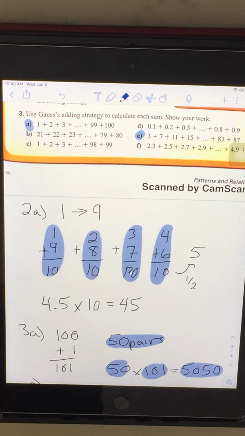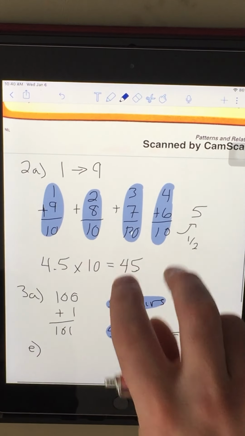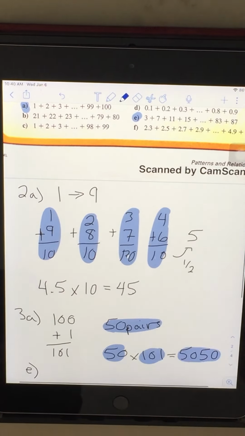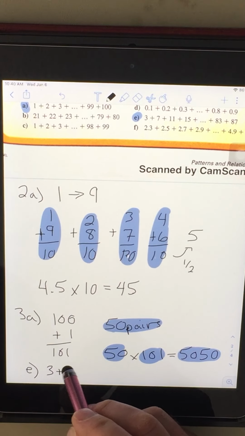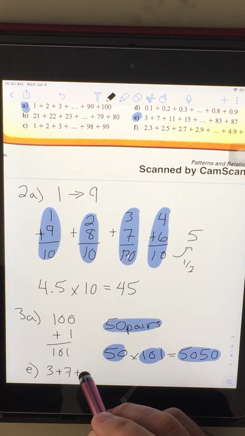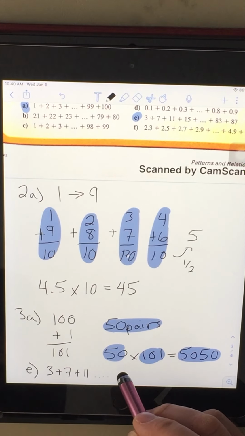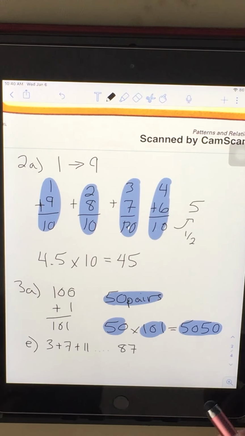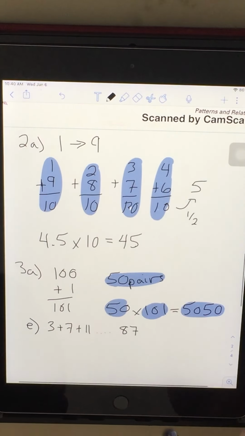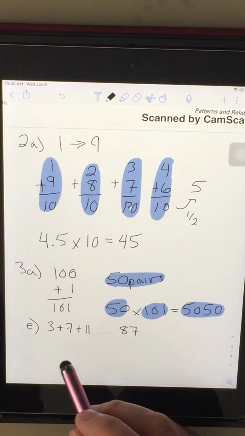end up being 5,050. Okay, now 3E gets a little more complicated because it's not going up by the same number all the time. It starts at 3 and goes up by 4 each time up to 87, going up by 4s. So we use a pattern to figure this out. First thing we got to figure out is how many numbers are there actually in this sequence. Well, we could list them all out, but that's going to take a long time, and mathematicians like to use shortcuts. So we're going to use a shortcut.